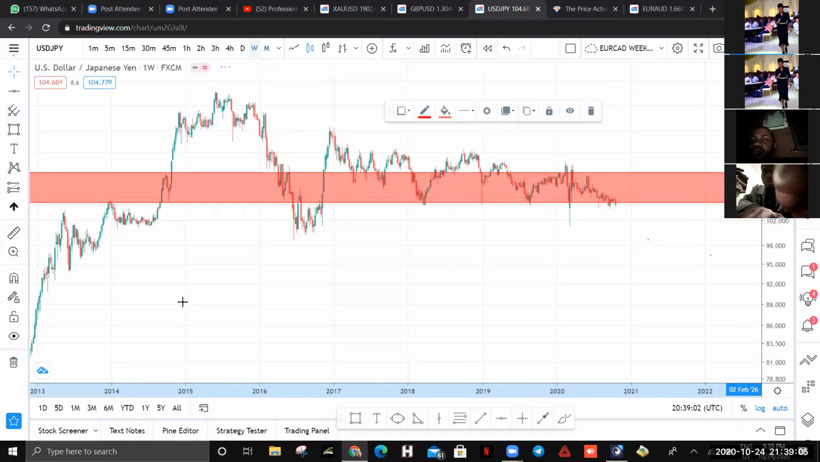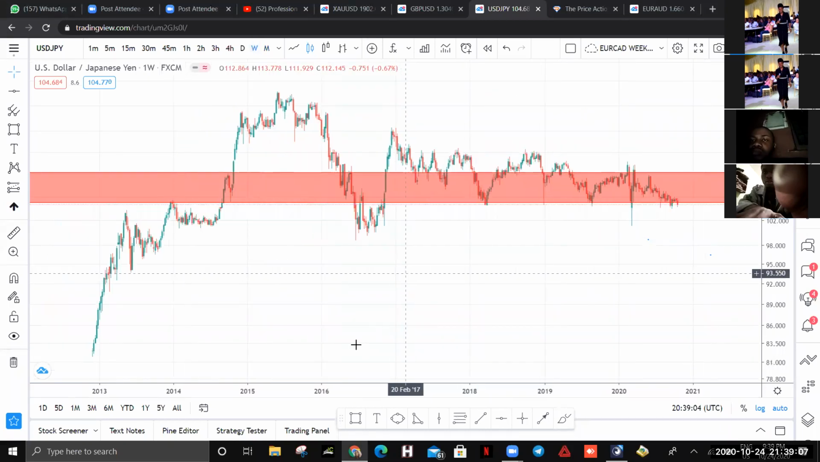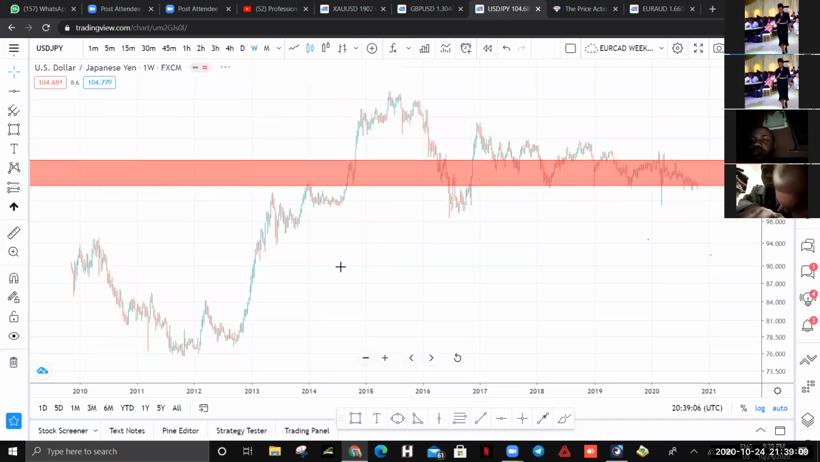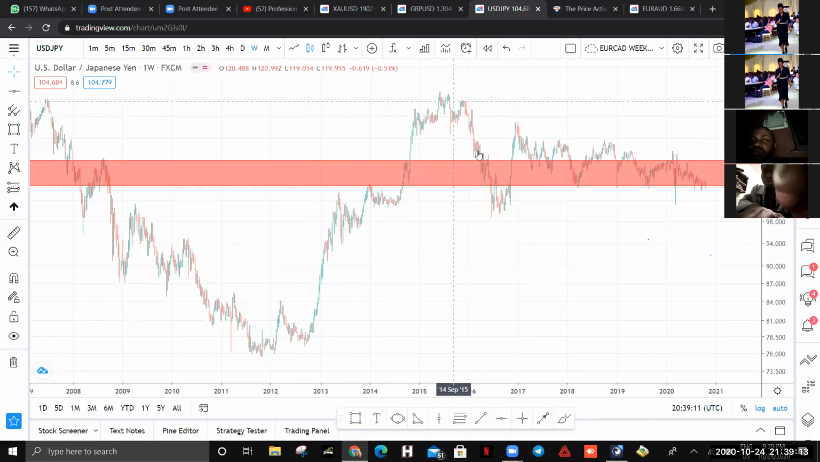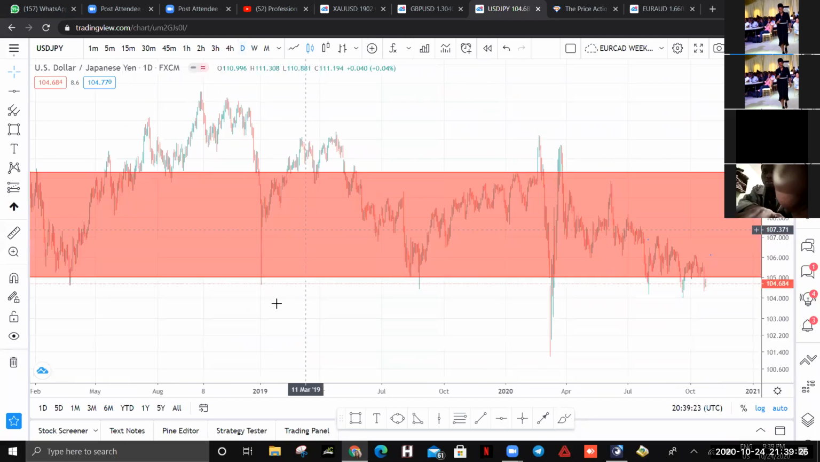What are you seeing on the weekly? You can see this is a direction up. This is a direction down. This is a direction up. But here, you see what the market is doing. So you know that there's no direction yet. It's just going up and down, and all that. Now, on the daily time frame, what are you seeing? It's still the same thing.